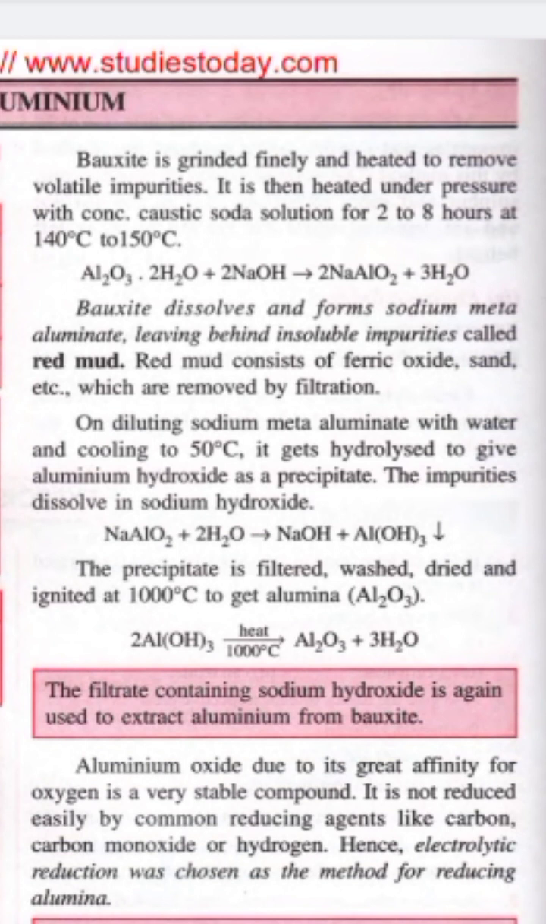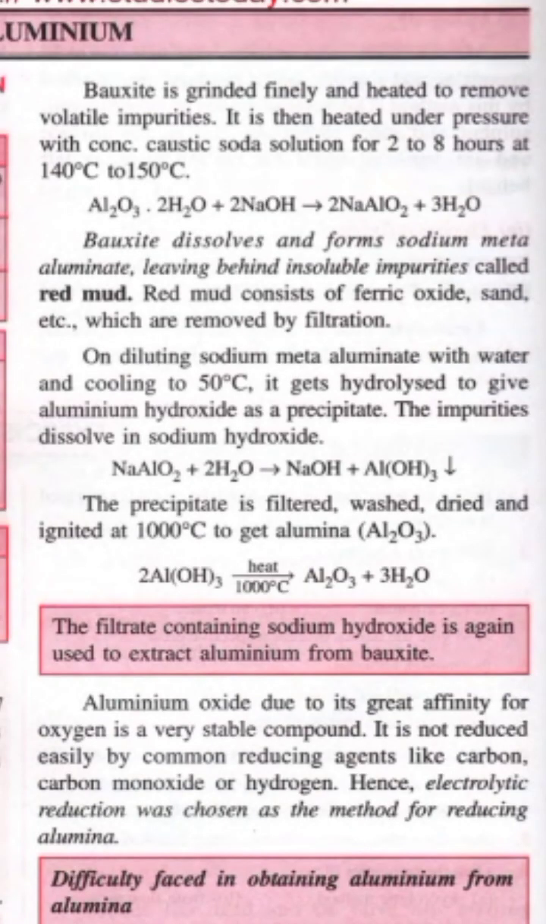A lot of pressure is applied and it is heated to 140 to 150 degrees Celsius for a very long time, 2 to 8 hours, and along with that concentrated caustic soda, that is concentrated NaOH, is also added. So this equation is known to you from the chapter analytical chemistry. What happens when bauxite Al2O3.2H2O is treated with concentrated NaOH at a very high temperature and pressure, it converts into NaAlO2 and it gives water. Sodium metaaluminate and water is formed.